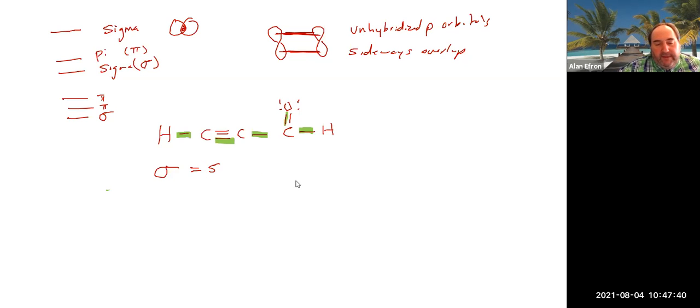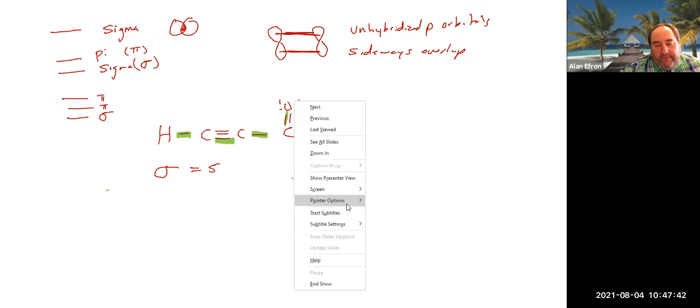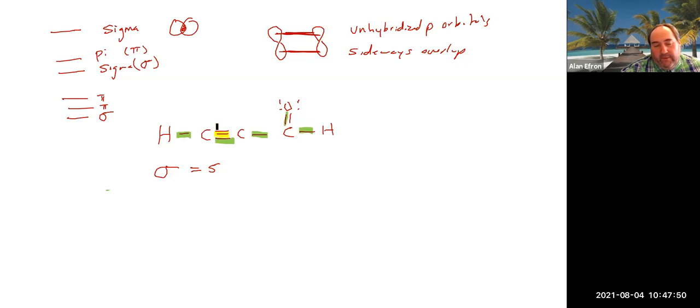Pi bonds would be made up of double bonds or triple bonds. So we would want to go and count up all those. We would obviously have a pi bond there, and one more makes 2, and one there makes 3. So this would have 3 pi bonds.